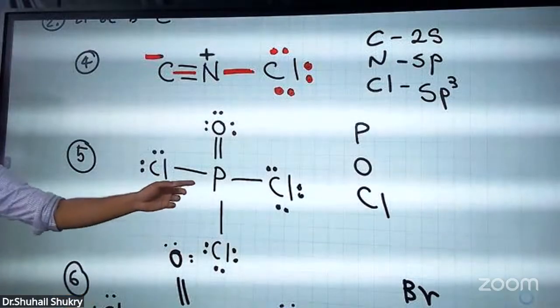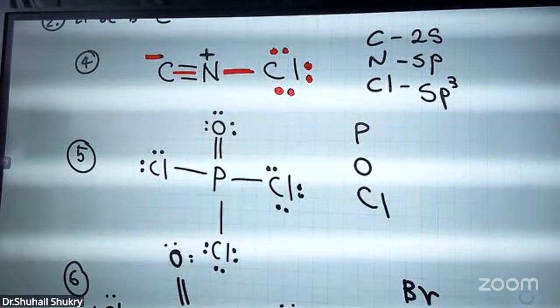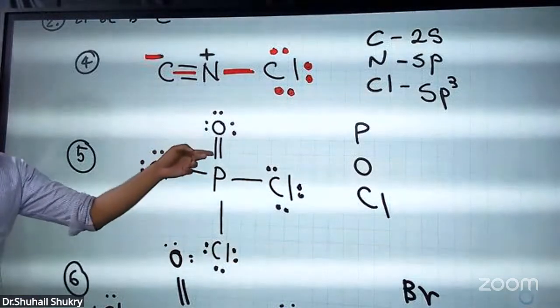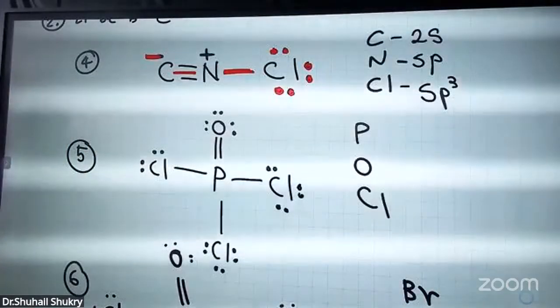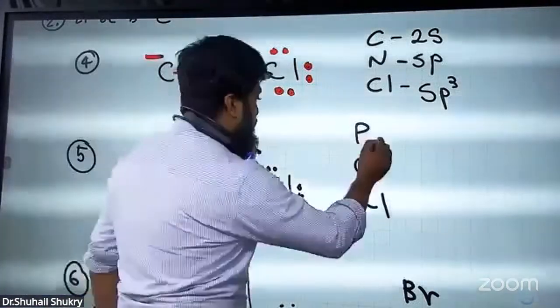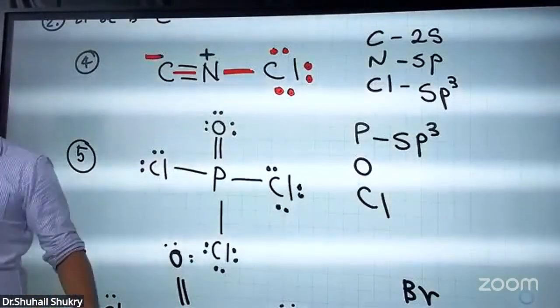Tell me, around phosphorus, how many sigma bonds are there? 4 sigma bonds are there. Right? 1, 2, 3. Out of these, only 1 is a sigma bond. Then 4 sigma bonds means sp3. Right? Phosphorus is sp3. Is everyone clear here? Well done.